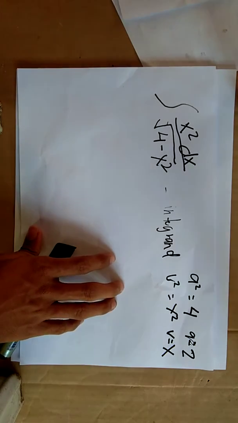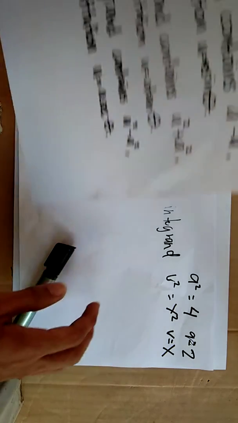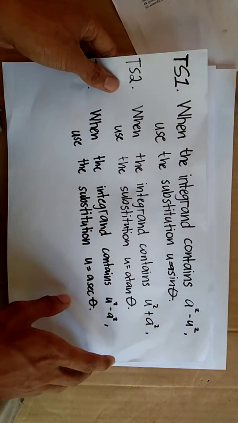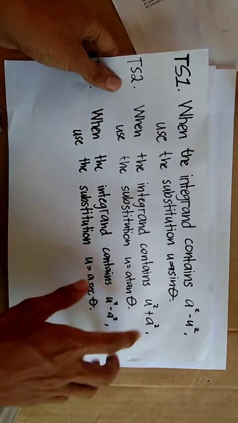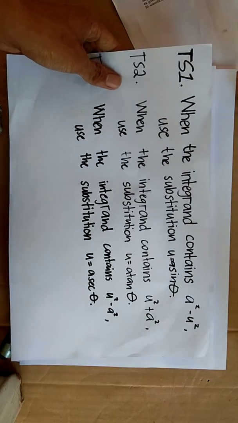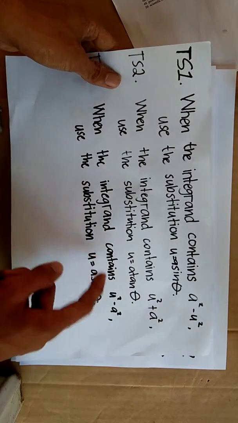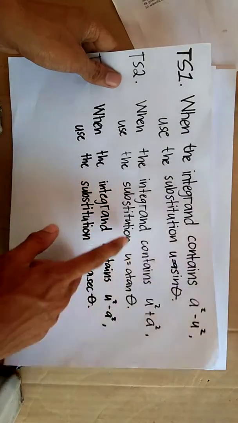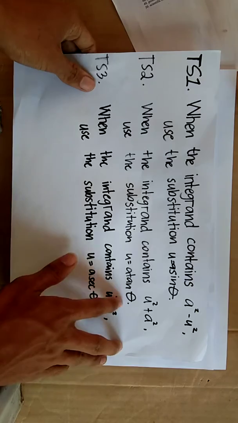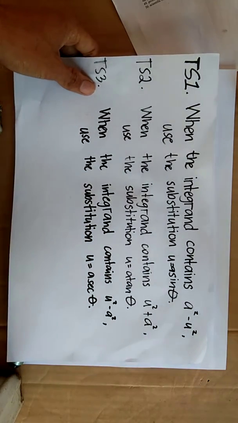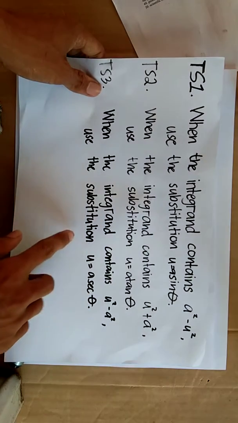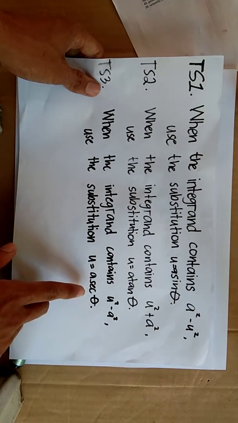Next, let us look at the different cases of the integrand. When the integrand contains a squared minus u squared, we will use the substitution u equals a sine theta. In the second case, when the integrand contains u squared plus a squared, we'll use the substitution u equals a tangent theta. And in the last case, when the integrand contains u squared minus a squared, we'll use the substitution u equals a secant theta.